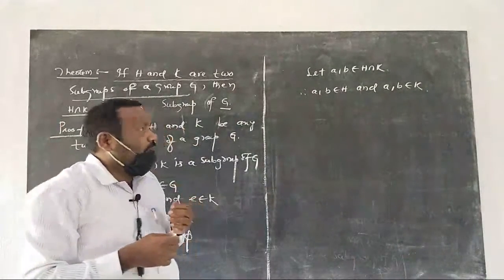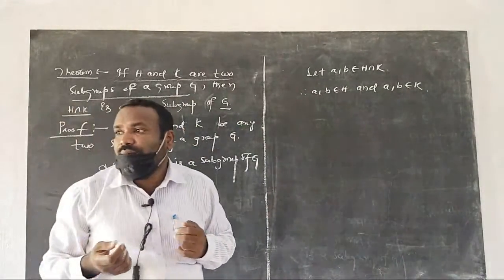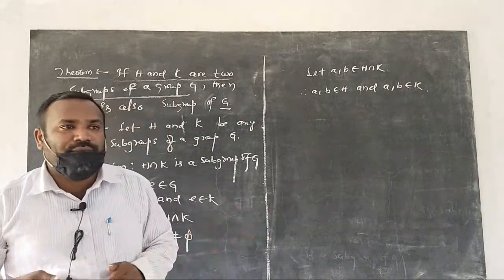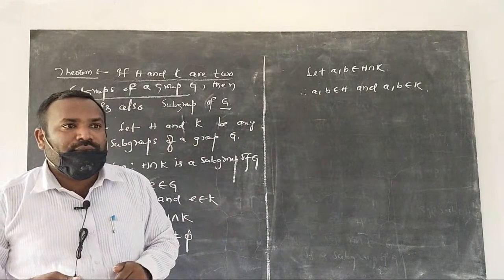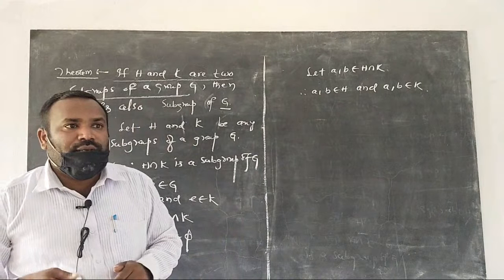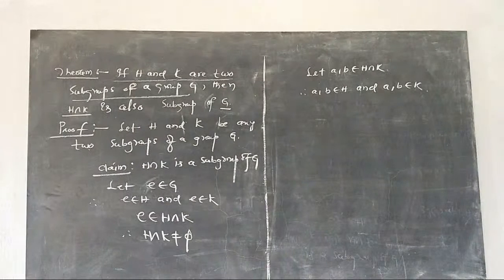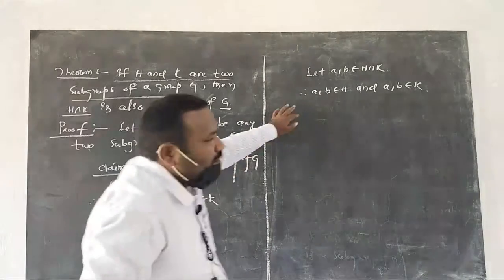What are H and K? H and K both are subgroups. No problem. a, b belong to H and a, b belong to K.